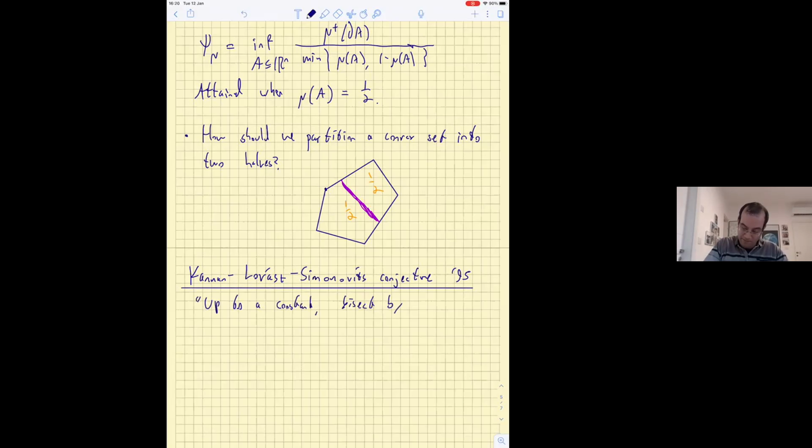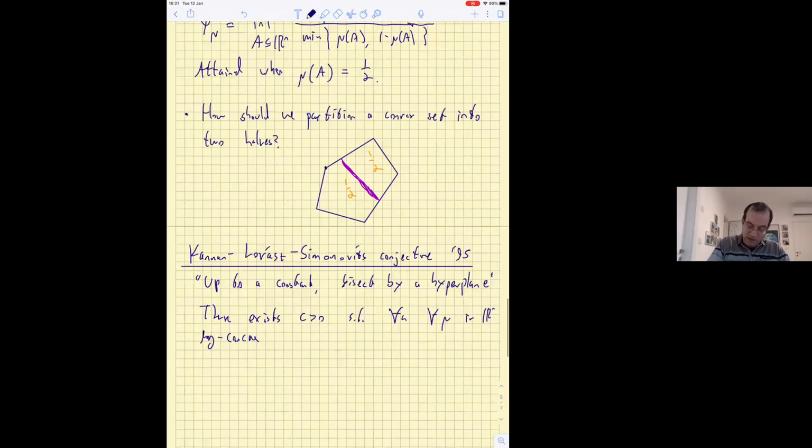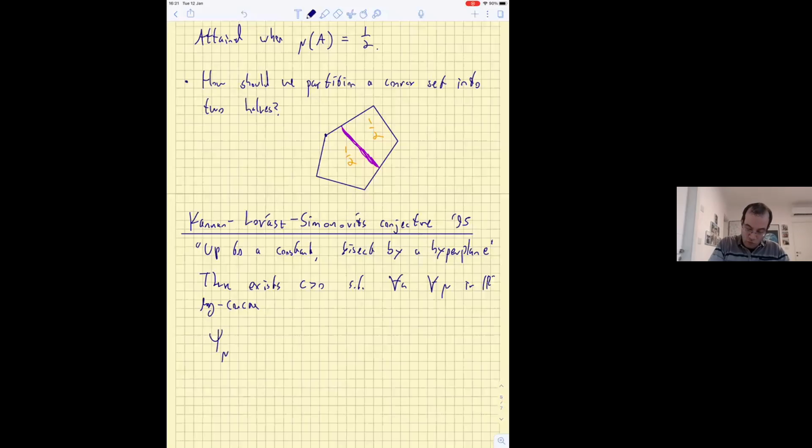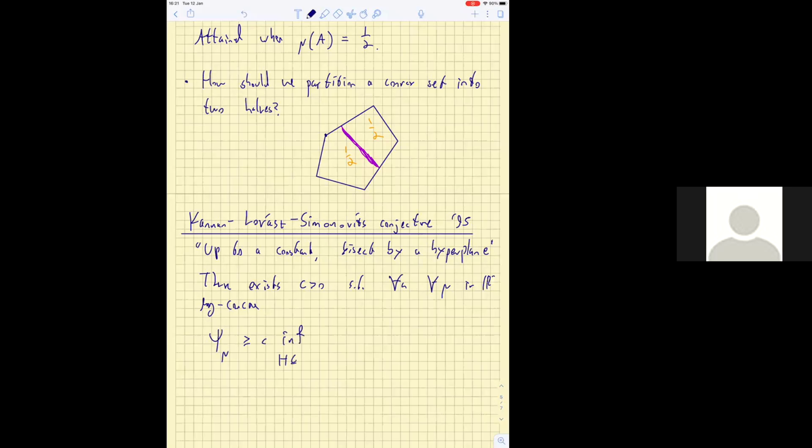bisected by a hyperplane. So in other words, there exists some universal constant C, such that for any n and any mu in R^n log-concave, this isoperimetric constant psi of mu is at least what you get when you only take half spaces.